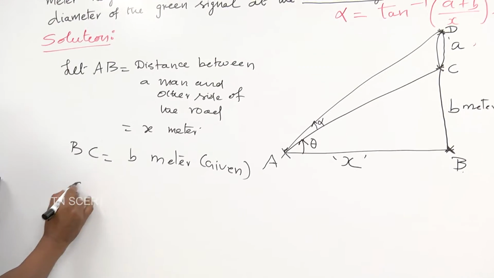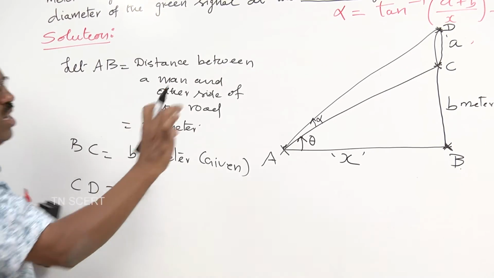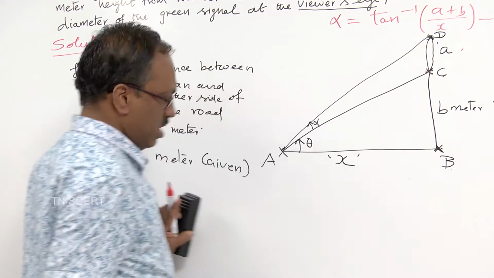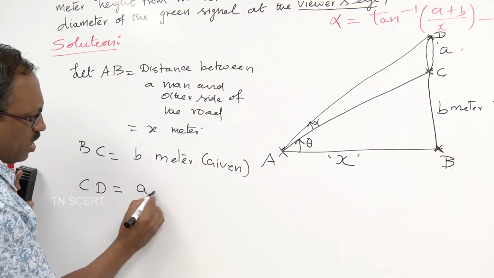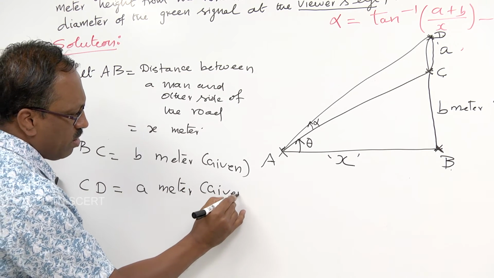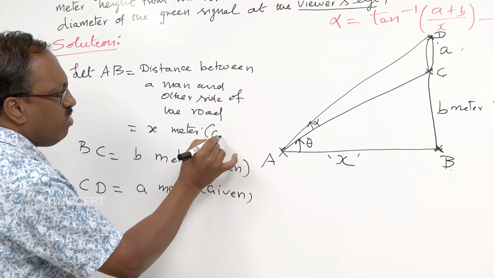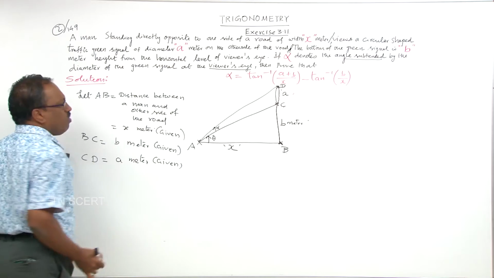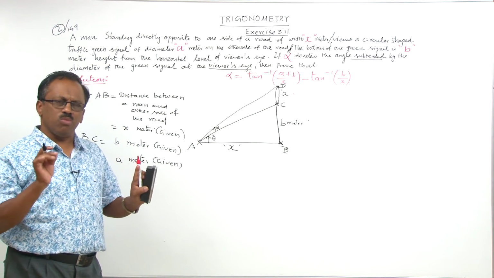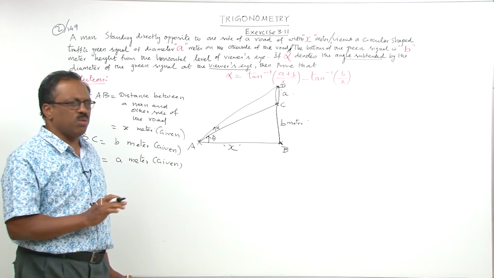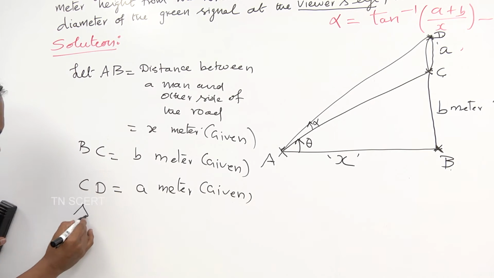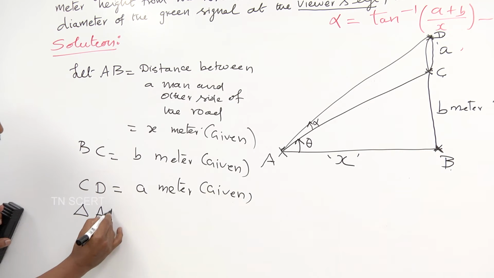And what about CD? That is nothing but the top to the bottom end of the green signal. That is small a. This is also given here. See, all this data is given, so we have to use some techniques of trigonometrical identities or simple formulas. For this particular problem, a very simple formula we will use, in triangle ABC.